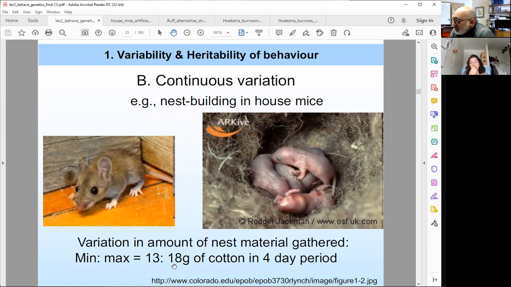And there's variation in how much nesting material a particular mother collects for their nest. And so you're looking at the ratio of minimum to maximum. It's about between 13 and 18 grams of cotton in a 4-day period. That's the average for the average mouse that you see.